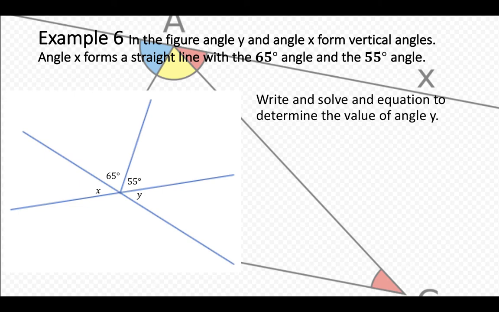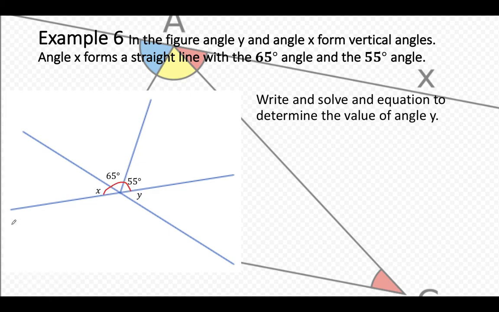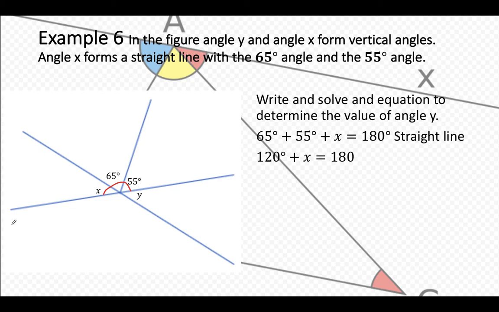And then my last example here, in the figure, angle y and angle x are vertical angles, which means they are equal to each other. Angle x forms a straight line with the 65 degree angle and the 55 degree angle. Write and solve an equation to determine the value of angle y. Well, first we're going to find out the value of angle x because they tell us that these three angles here form a straight line, which means if I add those three together, I'm going to have 180. So I can solve this down to find out what x is.